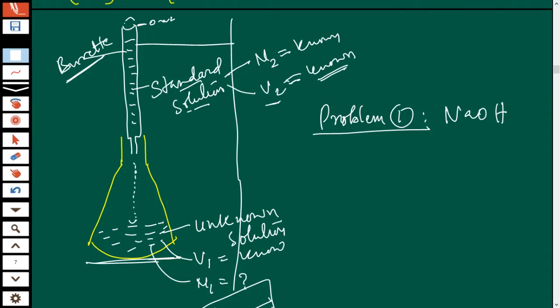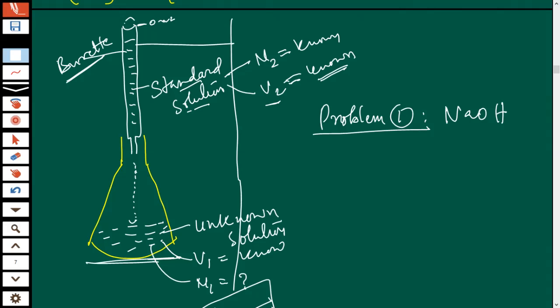Can anybody read the syllabus of this coming week? Sir, I'm reading. Percentage labelling of oleum, we have completed. Volume strength of hydrogen peroxide, completed. Then titration, simple titration and neutralization titration. Neutralization means acid plus base, we did it yesterday, NaOH plus HCl.